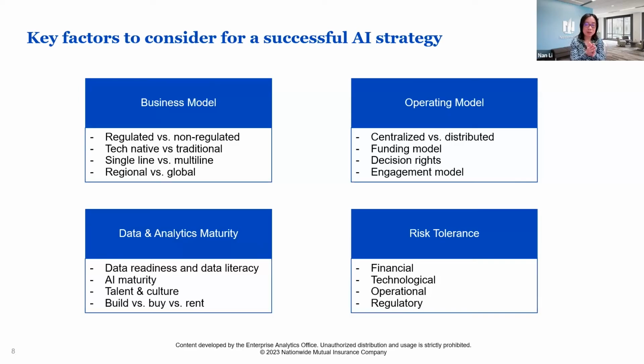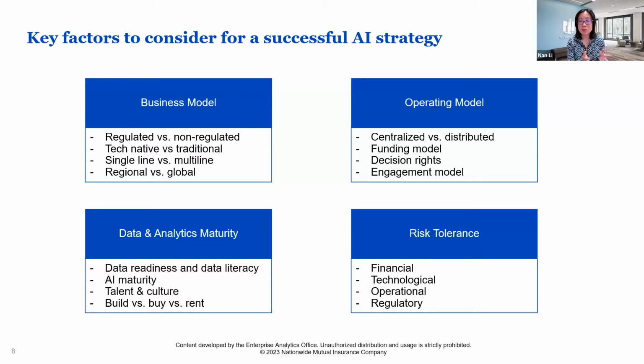First, you need to consider your business model. Are you in a regulated industry or a non-regulated industry? How you approach AI might be different. Are you a tech native company or a traditional one? That impacts your ability to act quickly, and also the type of data you might have. Tech native companies are all digital native, right? They have data readily available and they can act quickly. But traditional companies have a lot of fixed assets or physical things, which might make it difficult to act.